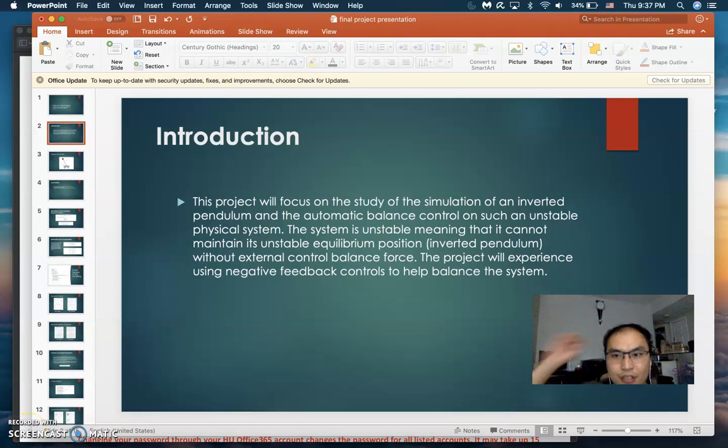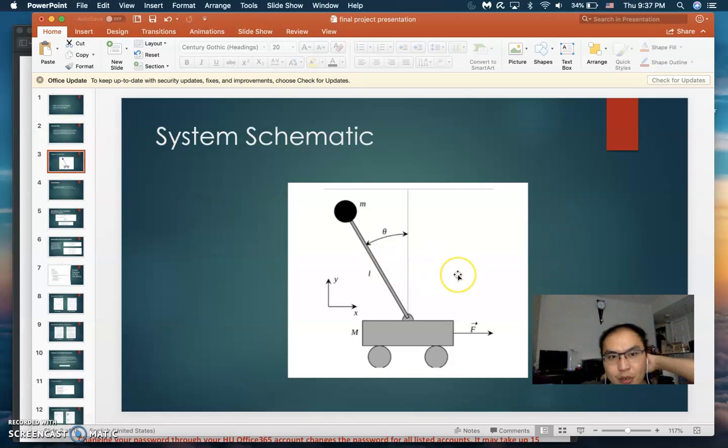Hello everyone, this project is going to focus on the simulation of the inverted pendulum, and also how we can balance this unstable system using negative feedback control force. This diagram shows the system schematic. The pendulum rod is able to swing freely on top of the control car, which is able to move back and forth freely for balancing the pendulum rod in the upright position.